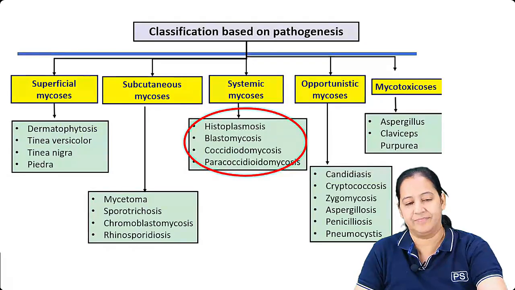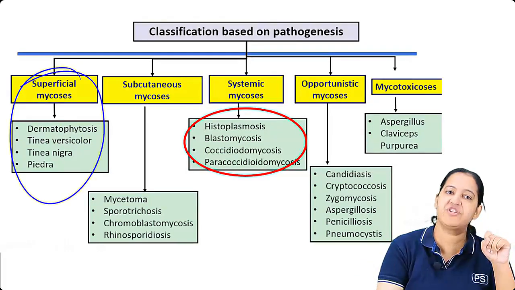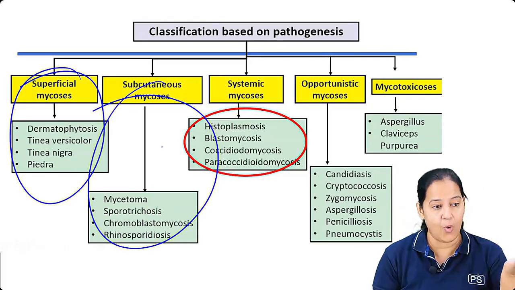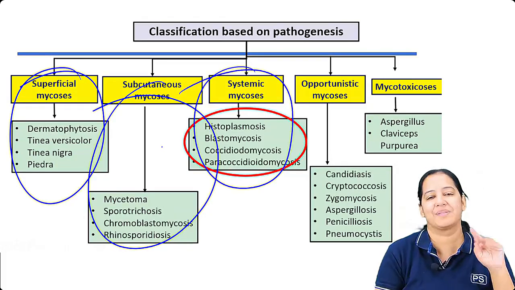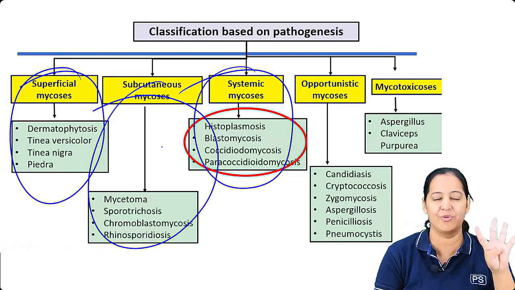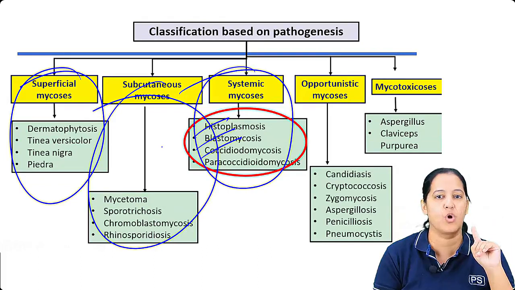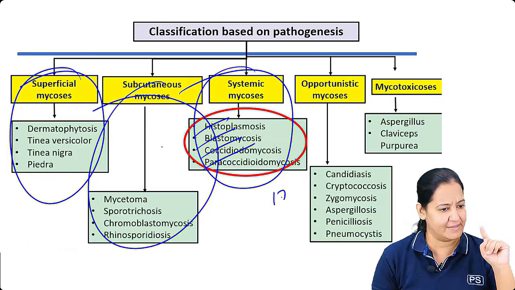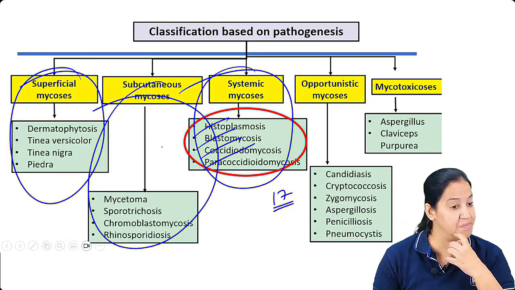We are done with the superficial mycosis. We are done with subcutaneous mycosis. Now it's time to move on to the systemic mycosis, the next 4 fungus. Here I'm going to teach you the 4 fungus: histo, blasto, coccidio, paracoccidio, in the sequence only. So page number 17, I guess, right? I suggest you open page number 17 of the charts.